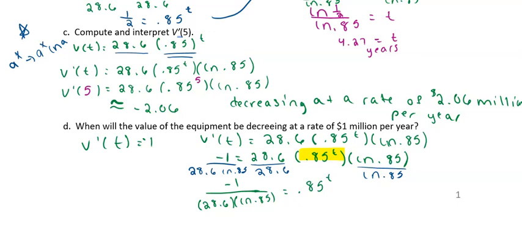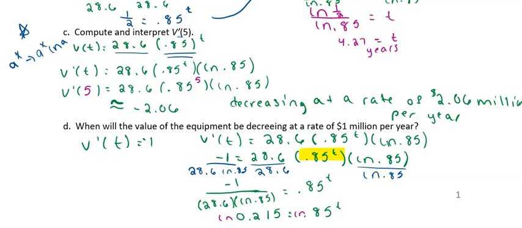So when we simplify this down, let's go ahead and type this into the calculator. You're going to need to use parentheses again. You need negative 1 divided by, open a parenthesis, do your multiplication, and then you should get approximately 0.215 is equal to 0.85 to the t. In order to get the t out of the exponent, we need to take the natural log of both sides.